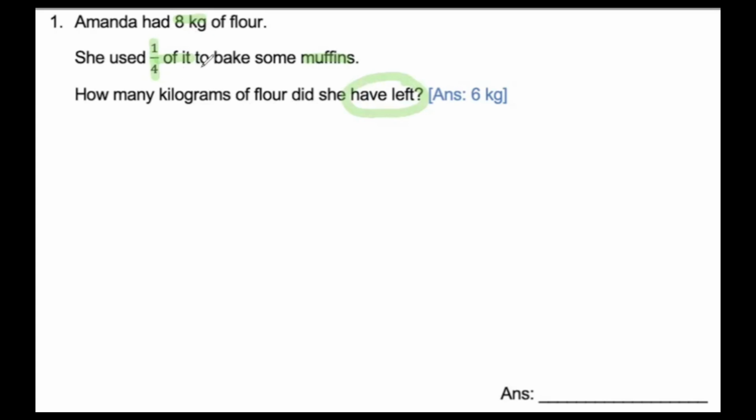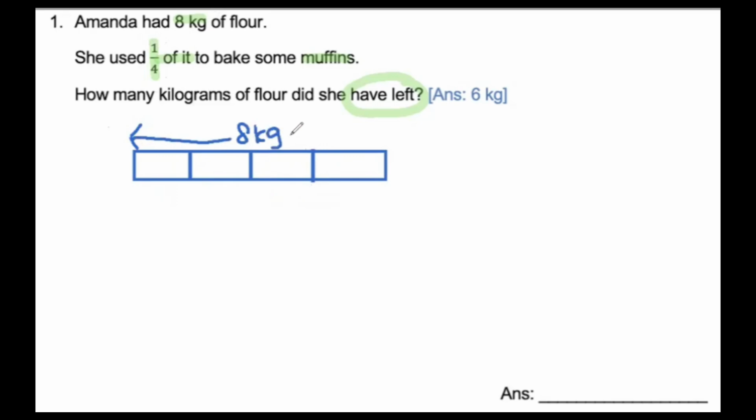So generally for questions such as this, we will draw a model so that we are able to solve it after representing the 8 kg with the units. To start off, we can draw 4 units to represent the flour because of the clue here that says 1 out of 4. So that means the total would be 4 units here, and it will be 8 kg for the total. Now, since 1/4 of it was used to bake the muffins, 1 unit over here will be the amount used for the muffins.